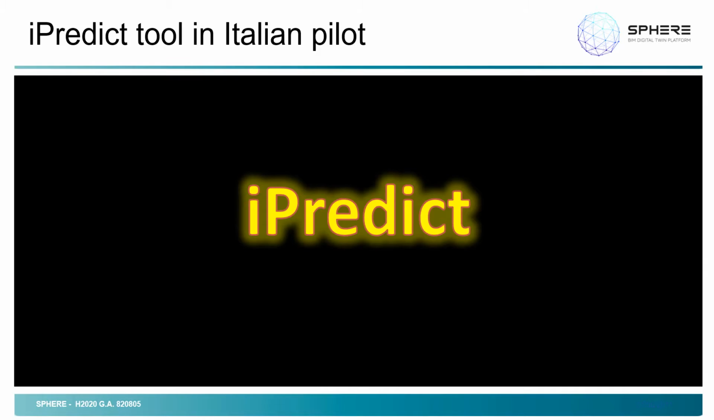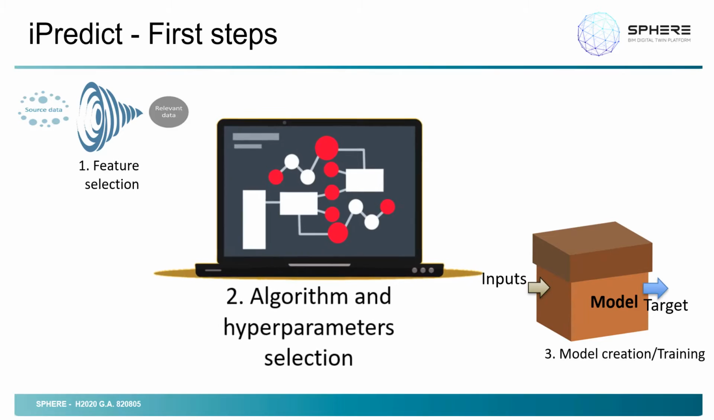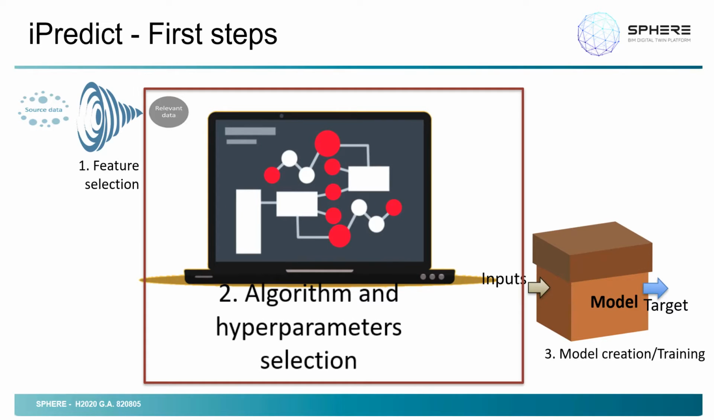iPredict. The first step consists of selecting the variables that are relevant among sensor data, but also derived variables obtained by aggregating, averaging, shifting basic variables. The second step consists of selecting the machine learning technique to implement the algorithm and its associated parameters. This is an iterative process using different techniques and search algorithms.